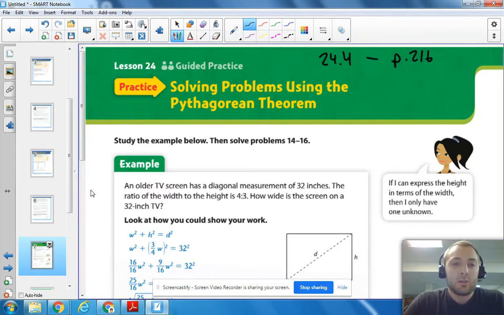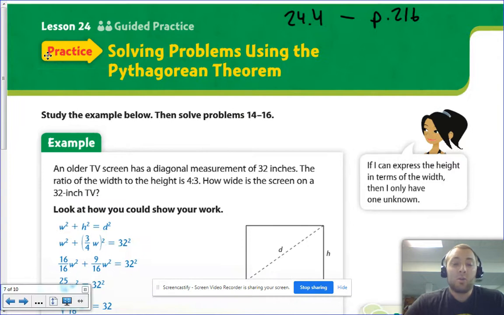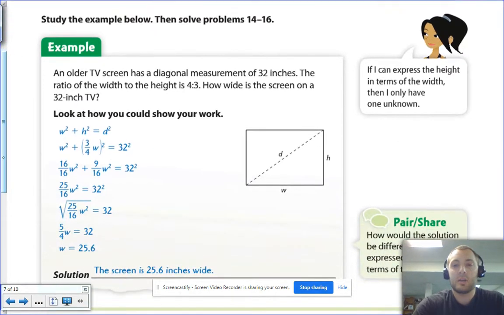Alright. So we are doing lesson 24. This is day 4, so it's the green pages in your book. This is actually starting on page 216. We're going to do a variety of problems here. So if you could follow along, try some on your own if you can. See if they make sense. If you have questions, again, bring those to me afterwards.